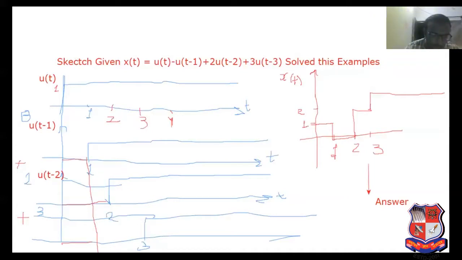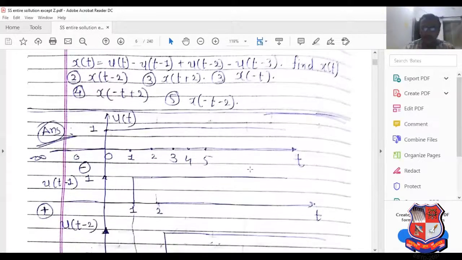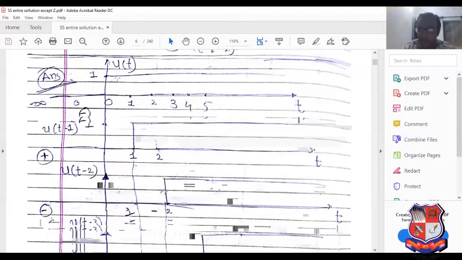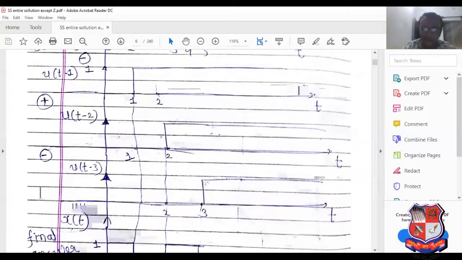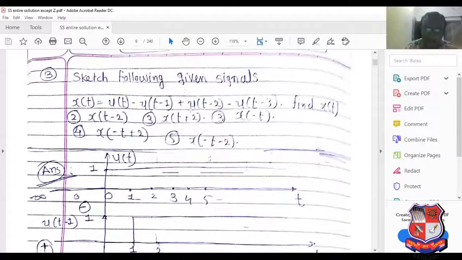Now next point, we will try to solve the example. Say this, u of t minus 1 plus u of t minus 2 minus u of t minus 3, determine x of t. So apply the basic operation, whatever was discussed on the whiteboard. See, u of t minus 1, so it starts at t equal to 1. Here u of t minus 2, so it starts at t equal to 2. u of t minus 3, so it starts at t equal to 3. So here it is known as x of t. This is the second example.